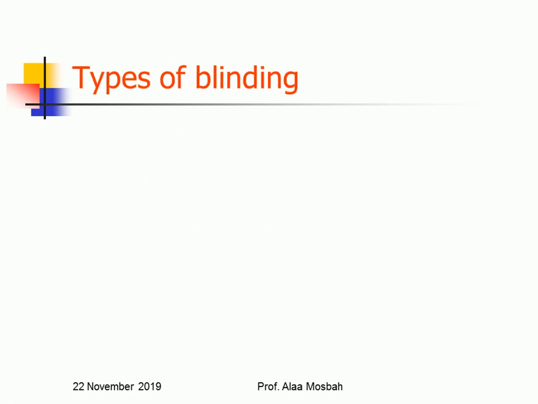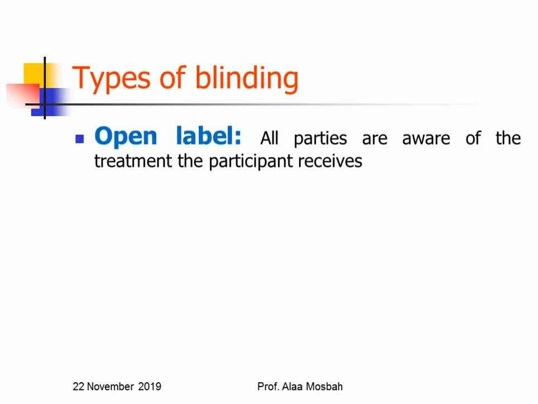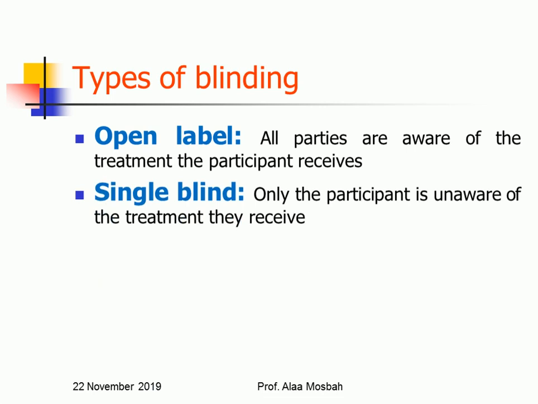Types of blinding. Actually, I have 4 types. Either open label: all parties are aware of the treatment the participant receives. The doctor knows and the patient knows if they are taking drug A or B. Okay? Both of them know. But single blind: only the participant is unaware of the treatment they receive. They don't know whether they are taking drug A or B.